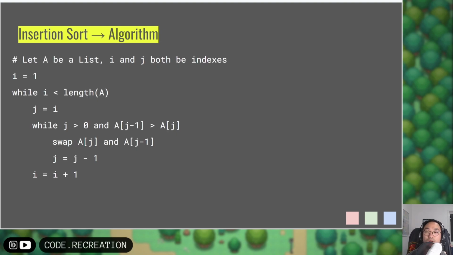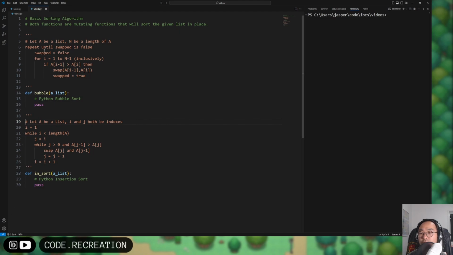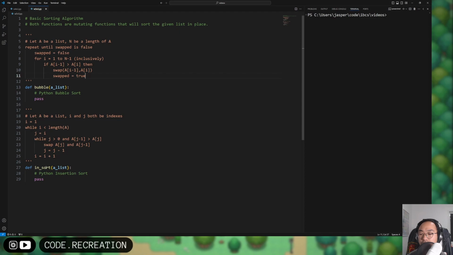So with all those algorithms introduced, let's get programming. What you see here is now my Visual Studio Code. What we're going to do is create two functions. I have written the pseudocode for bubble sort, and underneath I've written the pseudocode for insertion sort. So what we're going to do is code our bubble sort first.